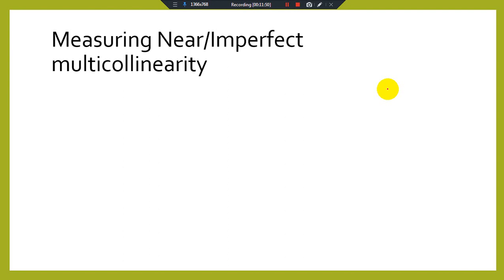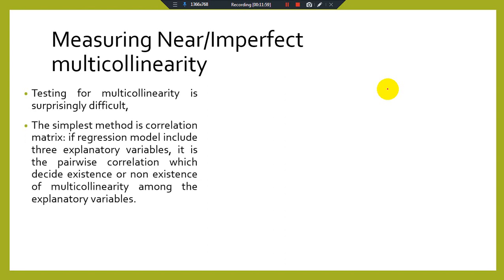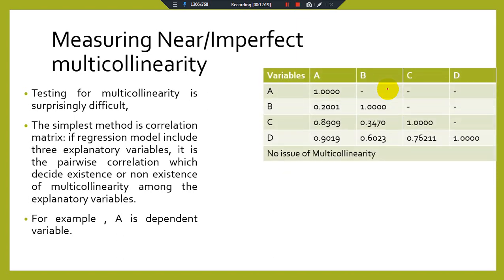Measuring near or perfect multicollinearity. Testing for multicollinearity is a surprisingly difficult task, but the simplest method is the correlation matrix. If the regression model includes three explanatory or independent variables, it is the pairwise correlation which decides the existence or non-existence of multicollinearity among the explanatory variables. For example, here we have A as the dependent variable, and B, C and D are independent variables. And here we see the correlation between A and the other variables.